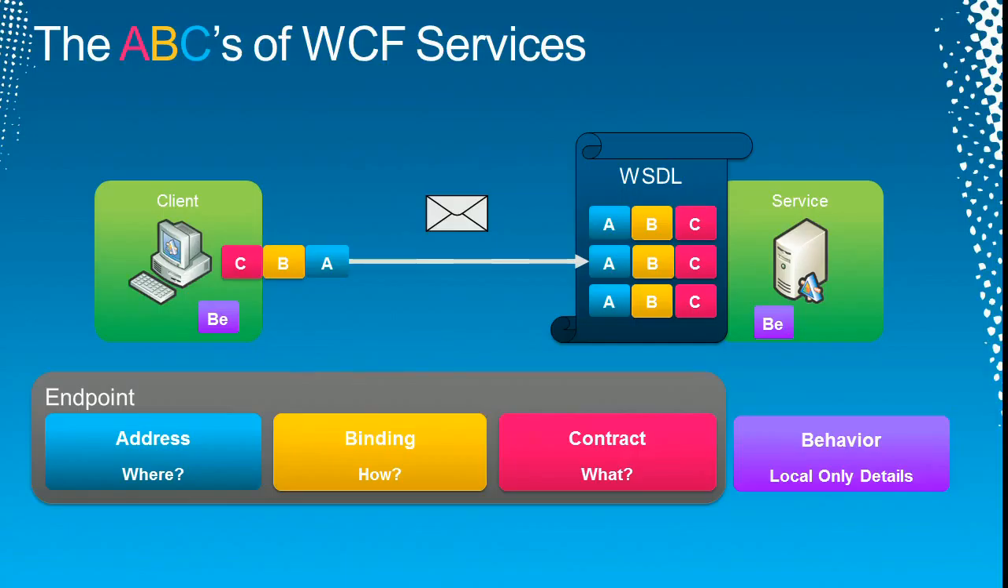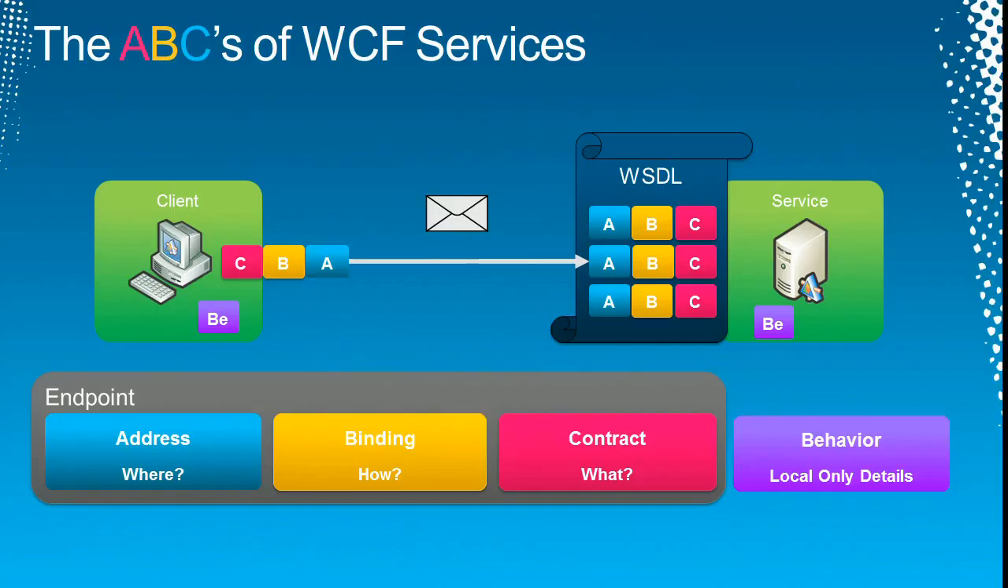Now, there are also behaviors that can be configured for both the client and the service. The behaviors are local. They're things that are not part of that symmetric agreement between the client and the service. They're things that are about local concerns. For example, you may want to configure a behavior that specifies how instances of your service should be created in response to requests. You may want to have a new instance for every single request that comes in, or you may want to have just one instance of the service handle all of the requests.